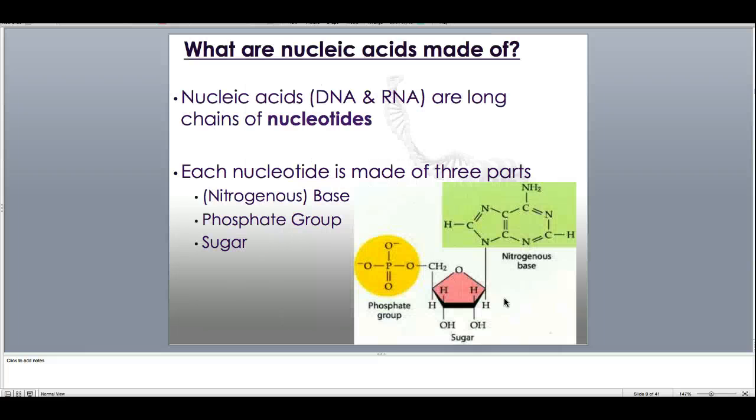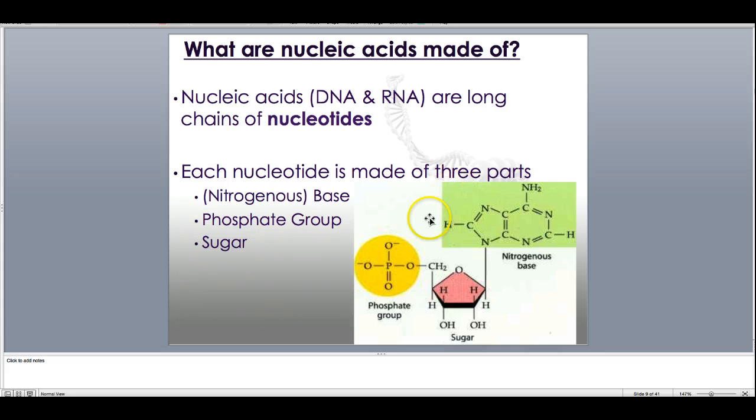So really, what are nucleic acids made out of? Nucleic acids, so we're going to be focusing on DNA and RNA, are long chains of nucleotides, okay? And every nucleotide is made up of these three basic parts. There's a nitrogen base, and you can see that right here.